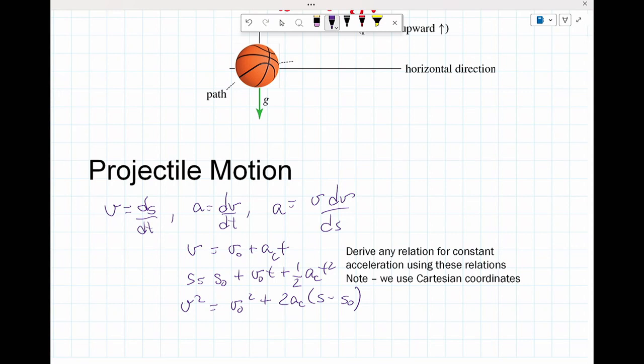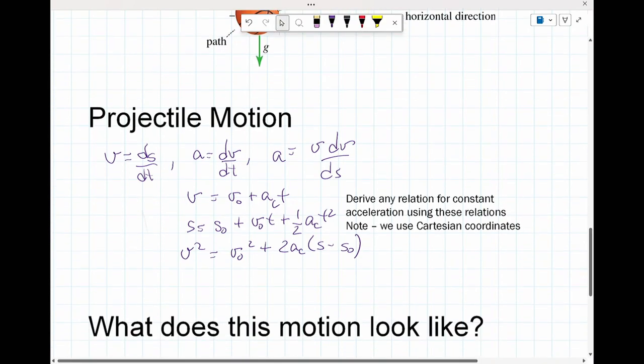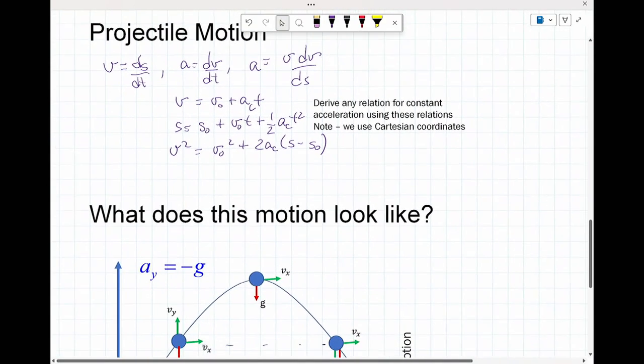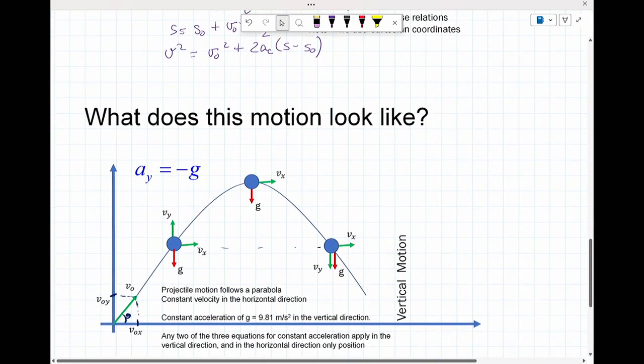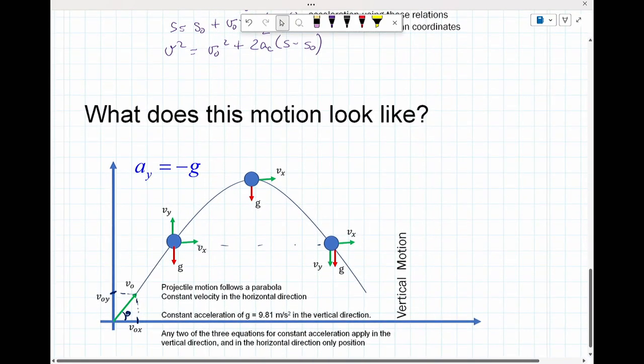So you have these basic relationships that occur, and the important quantity here in all coordinate directions is this acceleration. So in the x direction, it's just 0. In the y direction, it's g downwards. And every problem that you could face can be solved with this. Which leads to this picture.